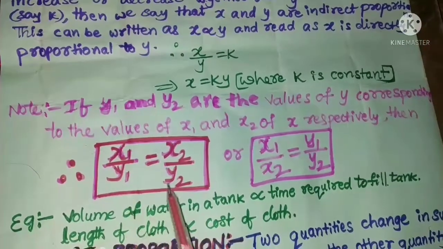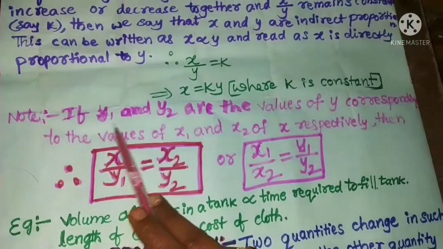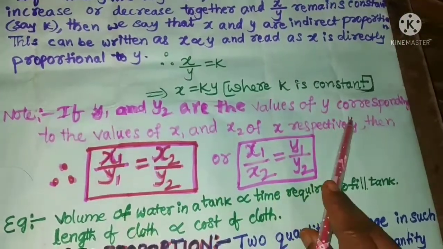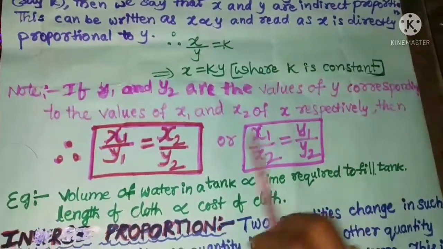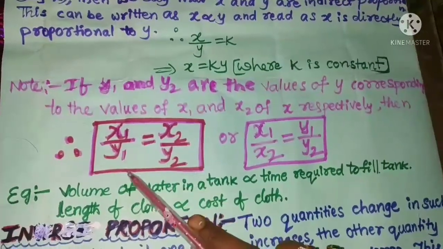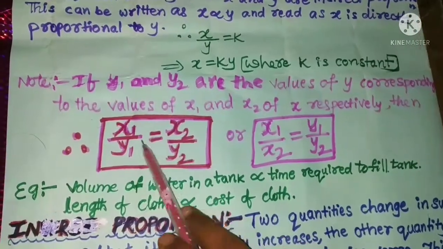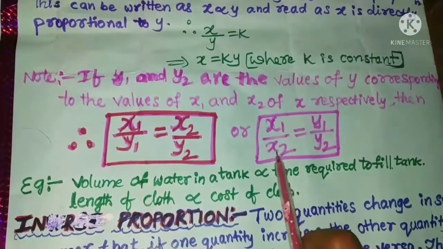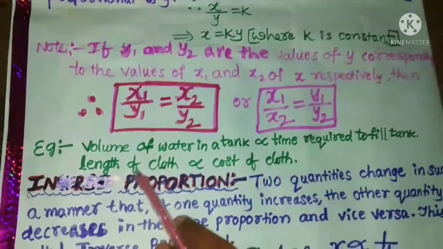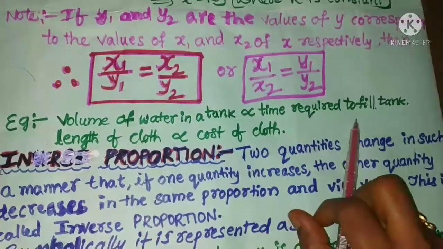While applying direct proportion, there are 2 formulas we'll use. If y1 and y2 are the values of y corresponding to the values x1 and x2 of x respectively, then x1 by y1 is equal to x2 by y2. Or else, when x2 comes here and y1 goes there, it becomes x1 by x2 is equal to y1 by y2.